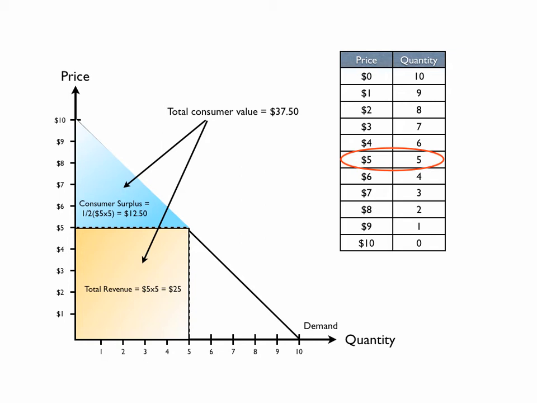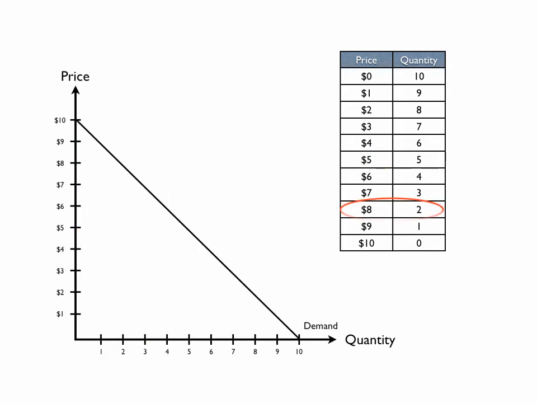Consumer surplus is the value consumers receive above and beyond what they paid for this item or these items. Consumers valued 5 items at $37.50. They had to pay $25 to obtain those 5 items. Therefore, total consumer surplus is $12.50.